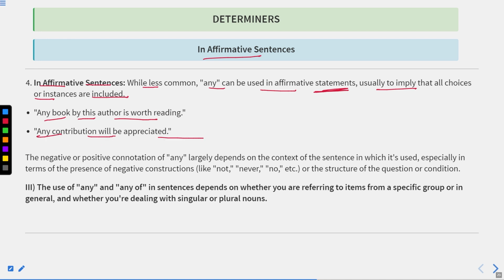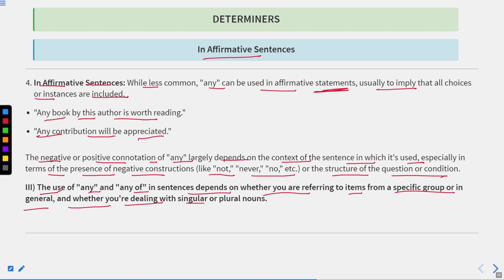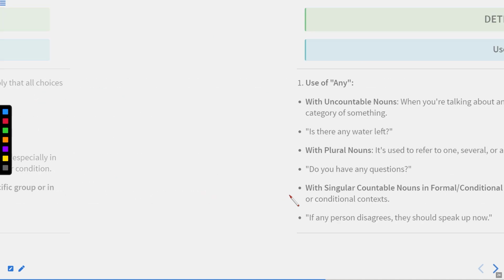Any contribution will be appreciated. It means any type of contribution. If you donate the clothes, if you donate the money, anything. The negative or positive connotation of any largely depends on the context of the sentence in which it is used, especially in terms of the presence of negative constructions like not, never, no, etc., the structure of the question or condition. Now, the use of any and any of in sentences depends on whether you are referring to items from a specific group or in general, and whether you are dealing with singular or plural nouns.